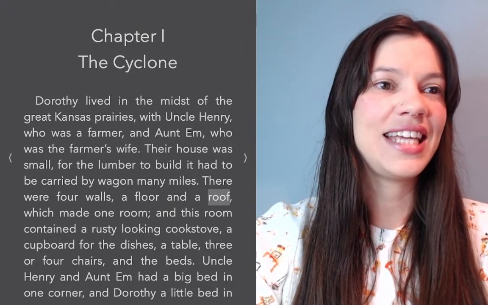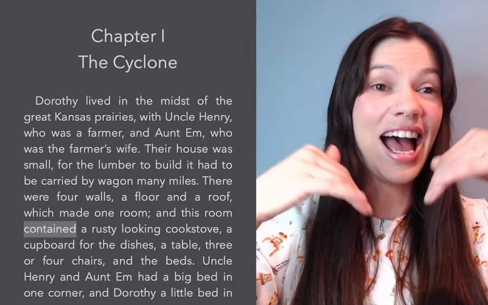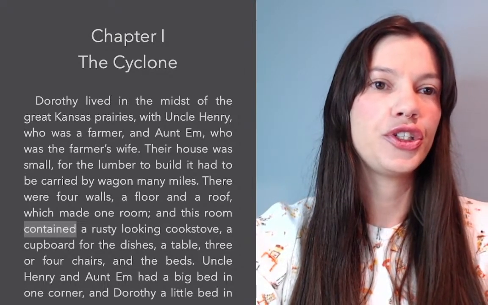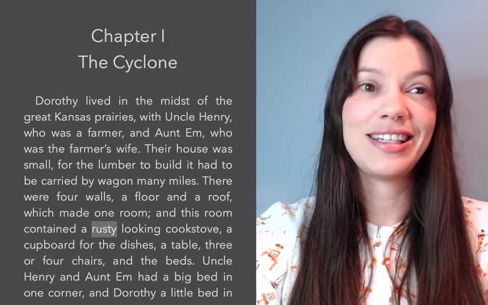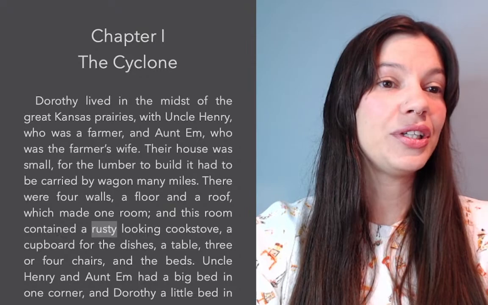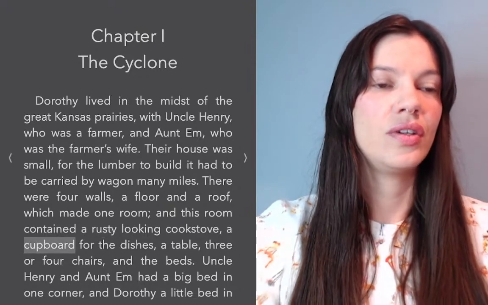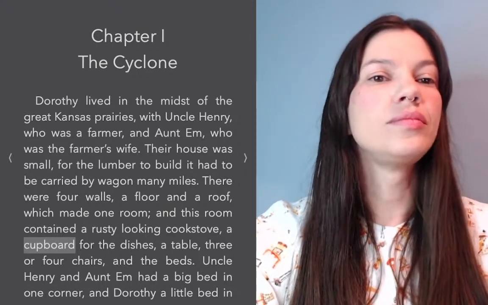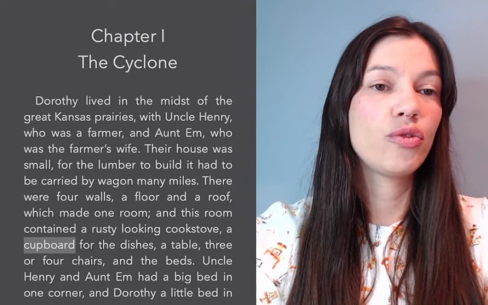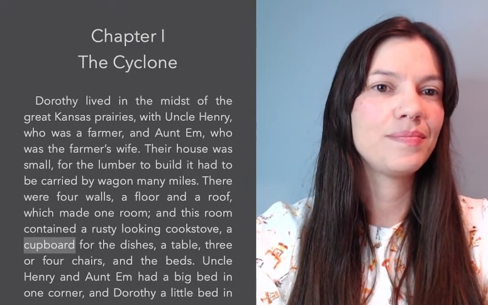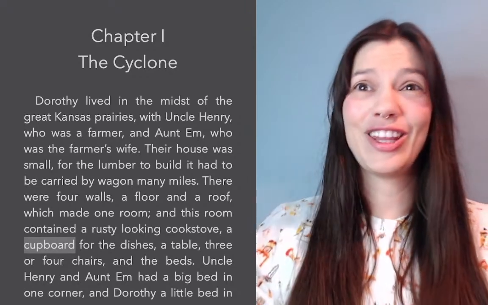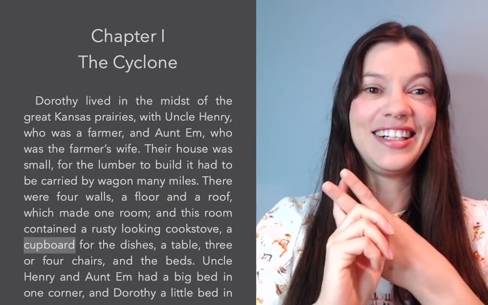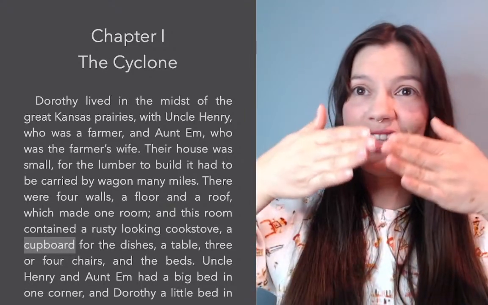And this room contained a rusty-looking cook stove. Rusty. A cupboard for the dishes. Cupboard, like a cabinet where you put dishes inside. A table, 3 or 4 chairs, and the beds. Okay. So it's saying there's just one room for 3 people. Uncle, Aunt, and Dorothy. Their beds are in the corner.